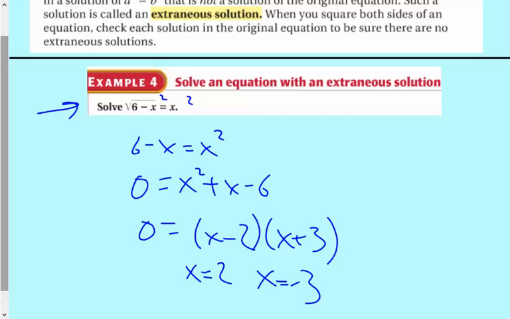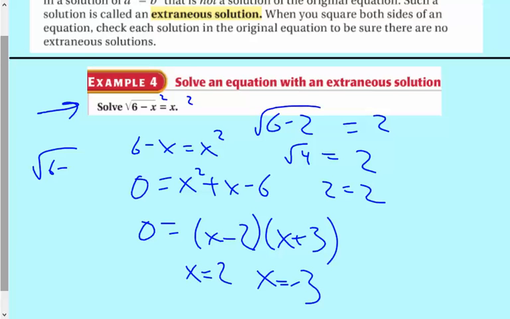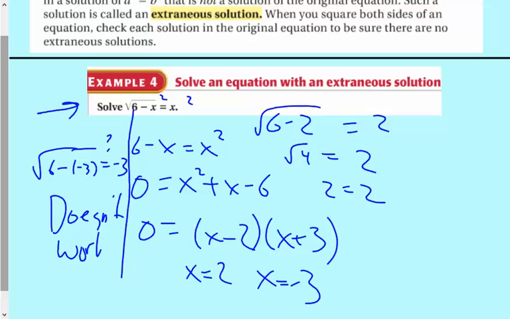When I plug in 2, 6 minus 2, square root of 4 equals 2, 2 equals 2. That one works just fine. But when I plug in negative 3, the square root of 6 minus negative 3, does that equal negative 3? No, you can't square root a number and get a negative number. So this doesn't work. This is why it's important to check your answers, because you're going to end up with extraneous solutions, what they're called. So 2 works, negative 3 doesn't work.